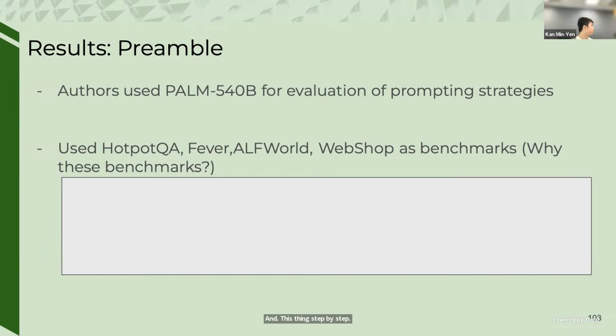Because the data is not updated, so having the ability to query and compare to fresh data. Yeah, that's actually one of the points. Does anyone have any other guesses?